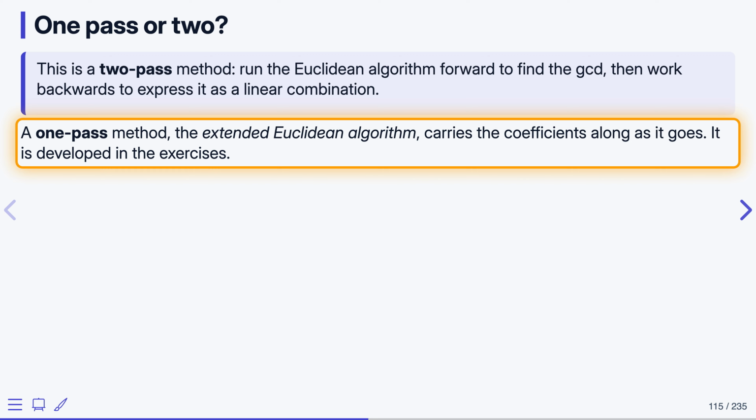There is also a one-pass method called the extended Euclidean algorithm. It carries the coefficients along as it divides, so it never has to walk back. That is what a computer would use. The book develops it in the exercises.